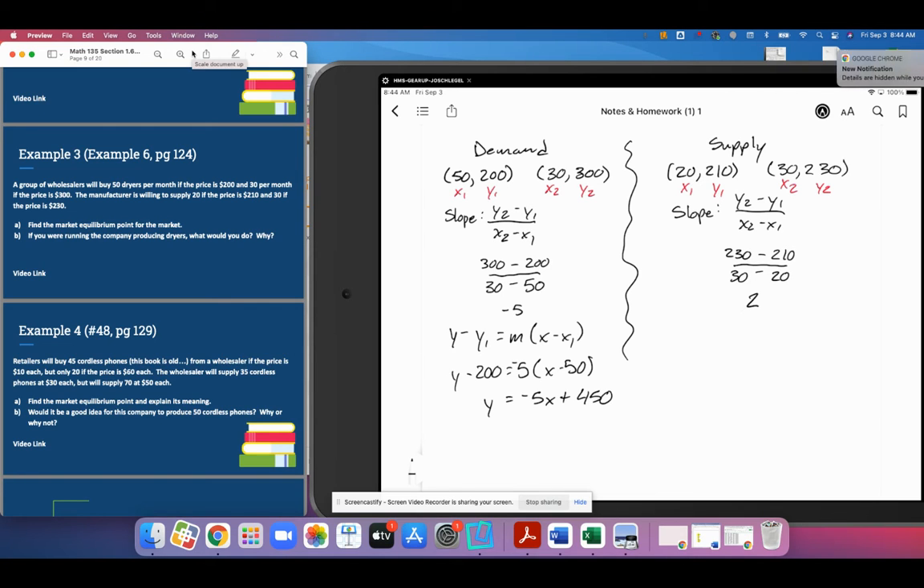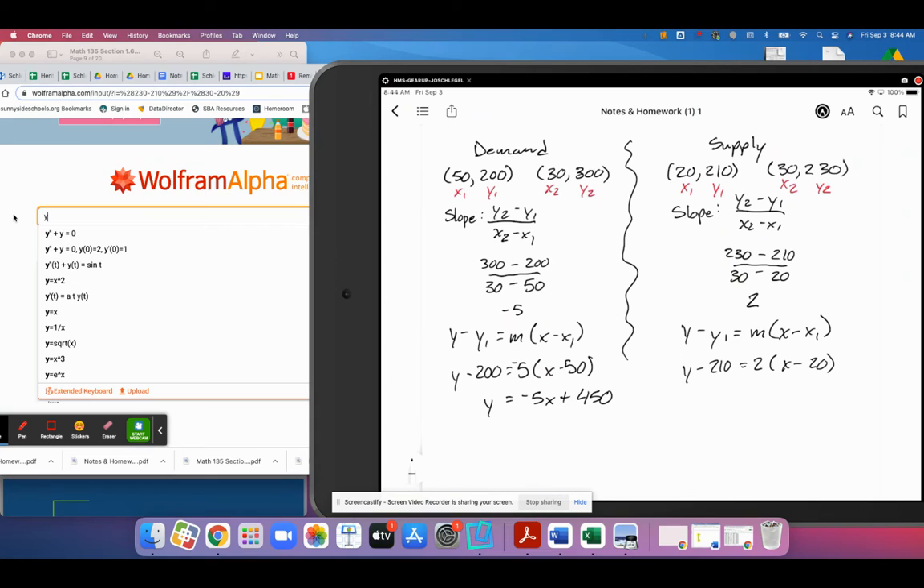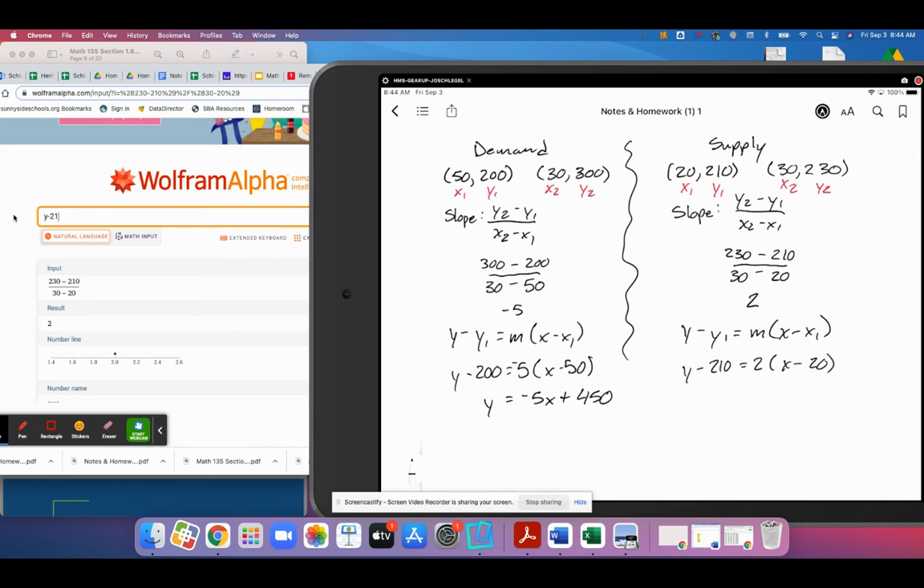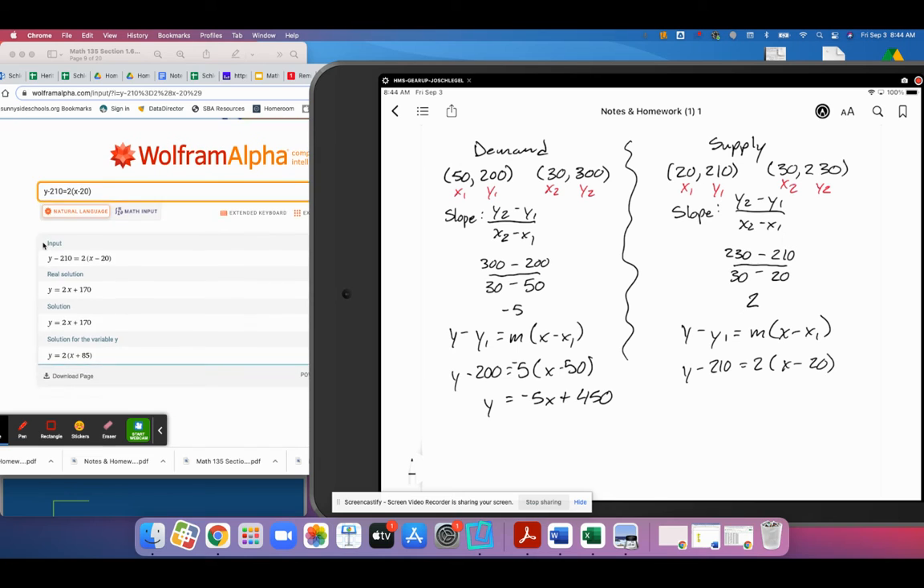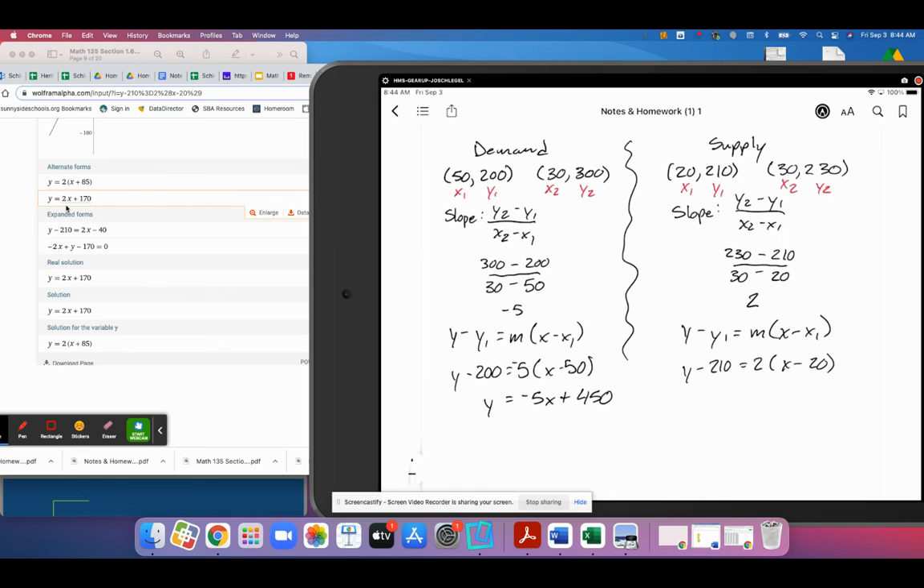And we can go ahead with our point slope form now, since we have the slope. y minus y1 equals m times x minus x1. And we would have y minus y1 is 210 is equal to 2 times x minus x1 is 20. And so with that, let's give it to Wolfram and see what the alternate form looks like. y minus 210 equals 2 times x minus 20. We end up with the alternate form y equals 2x plus 170.